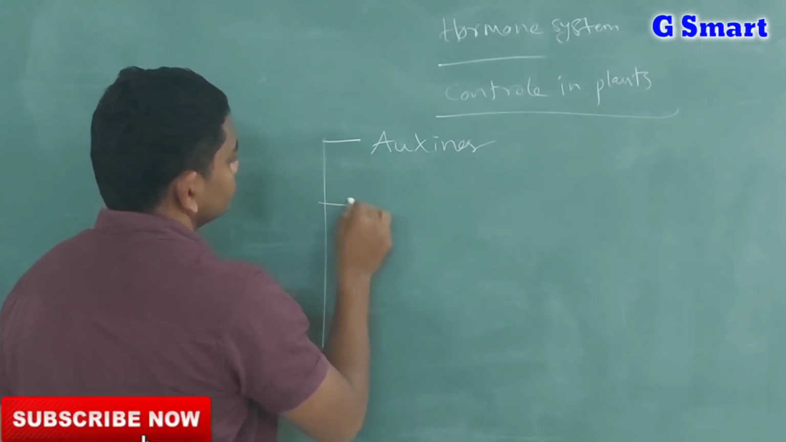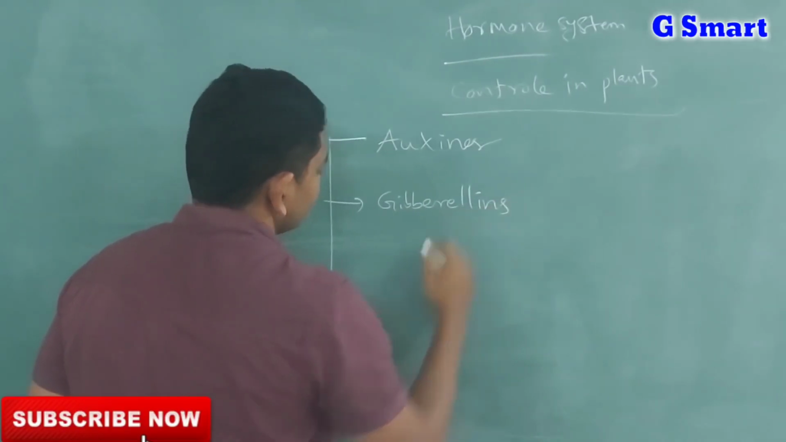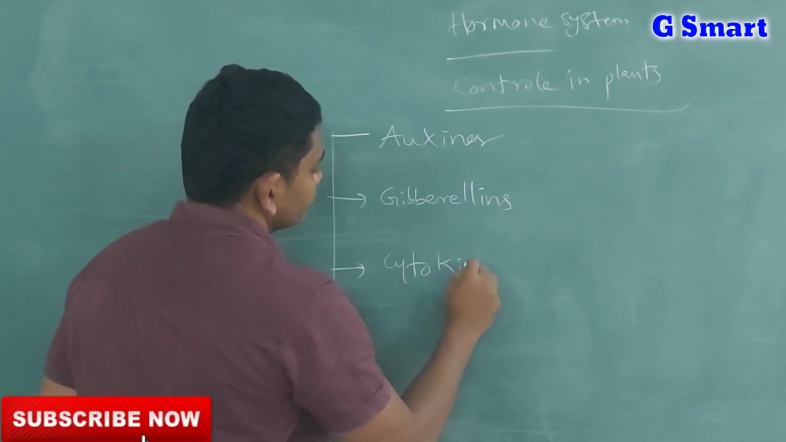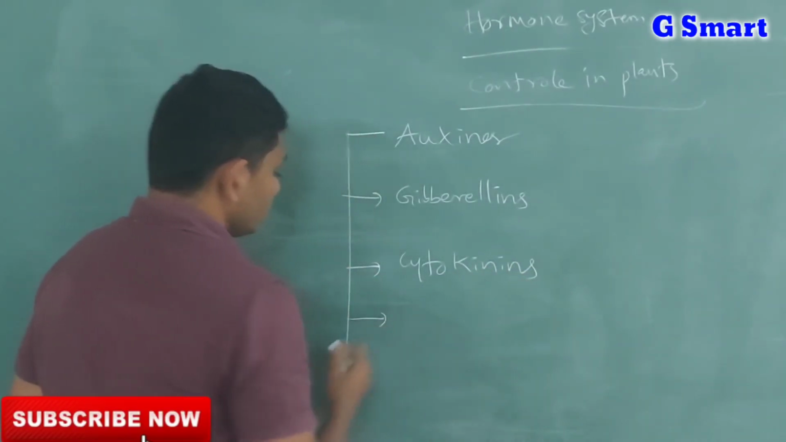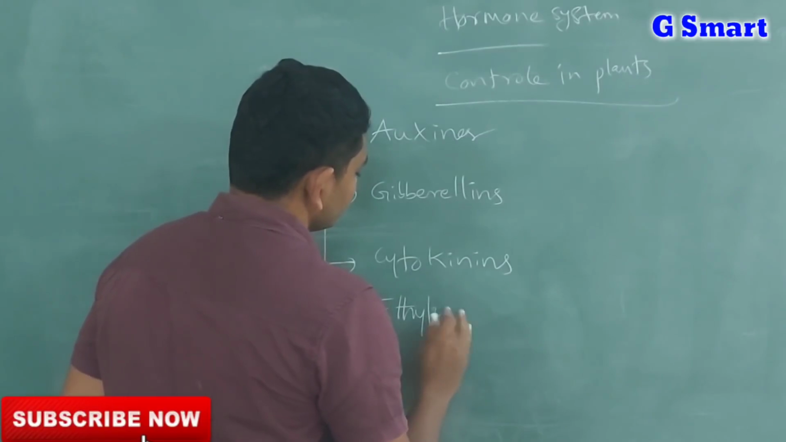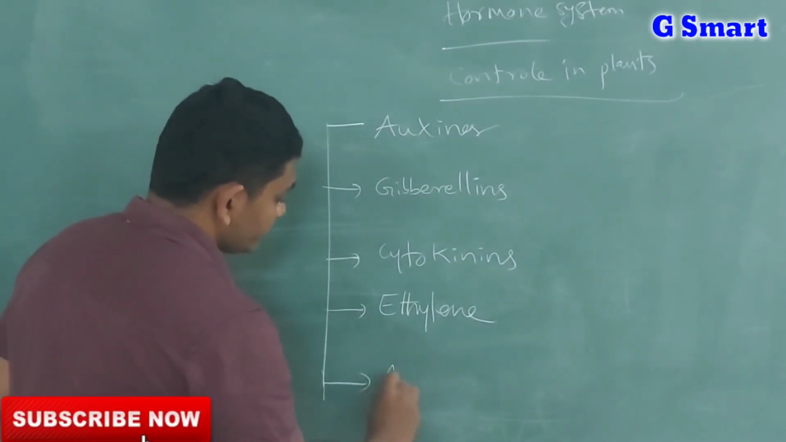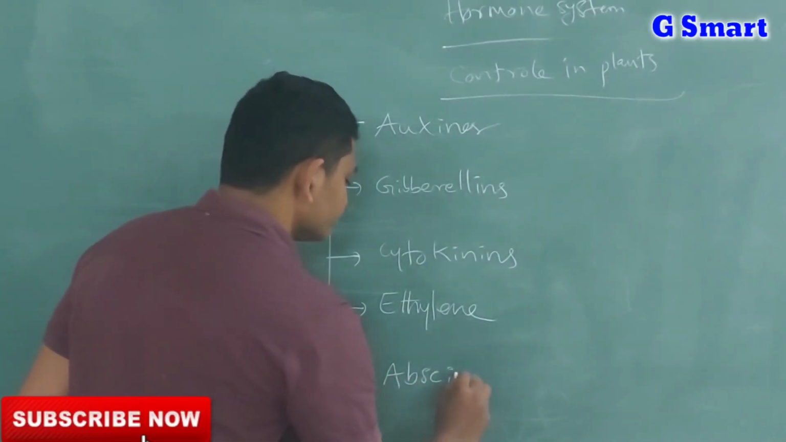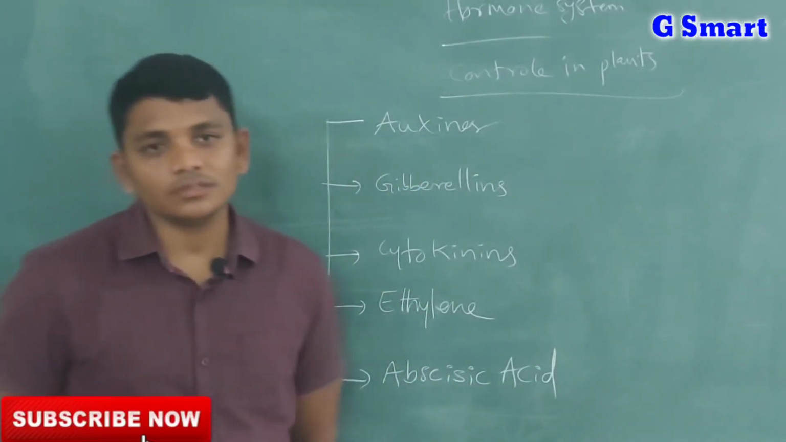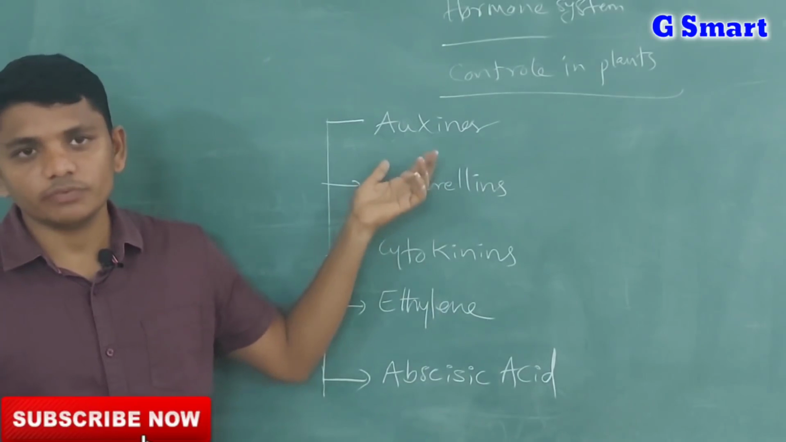Auxins, gibberellins, cytokinins, ethylene, abscisic acid. These are hormones generally appearing in plants. So let us discuss them one by one.